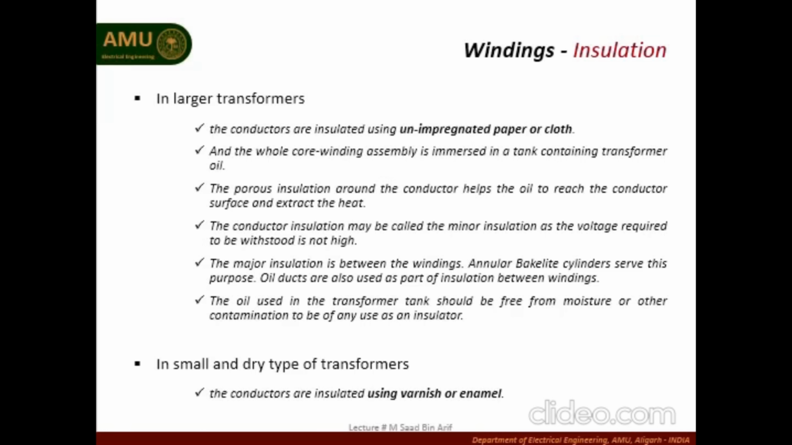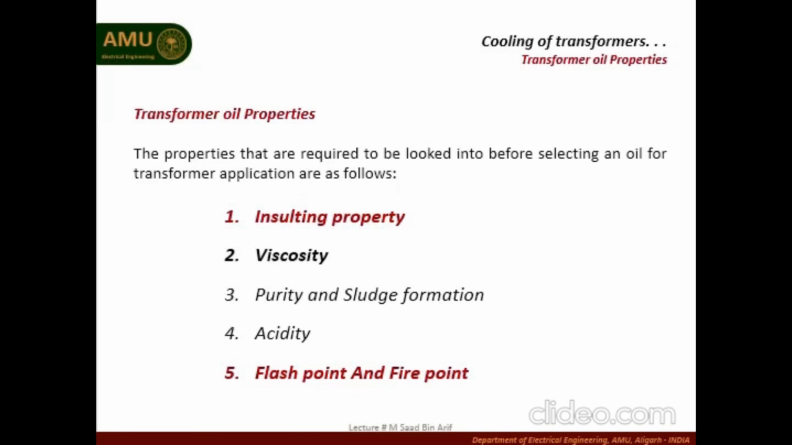So from this we can say that the properties of a transformer oil play an important role, and the selection of the transformer oil should be based on certain parameters. And if we talk about those parameters, then we can say that these properties are insulating property of the transformer oil, viscosity of the transformer oil, purity and sludge formation in the transformer oil, acidity in the transformer oil, and flash point and fire point of the transformer oil. These are the properties that are required to be looked into before selecting an oil for transformer application.